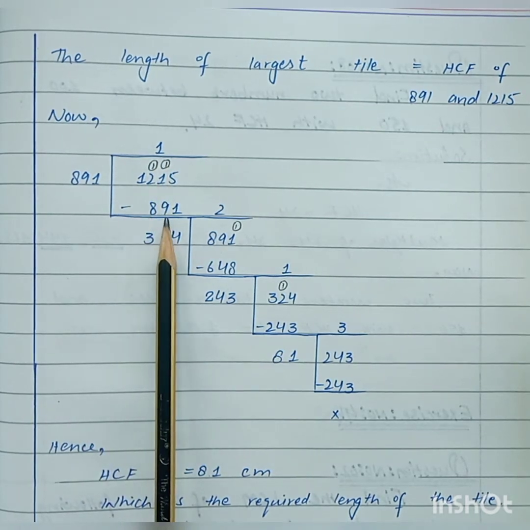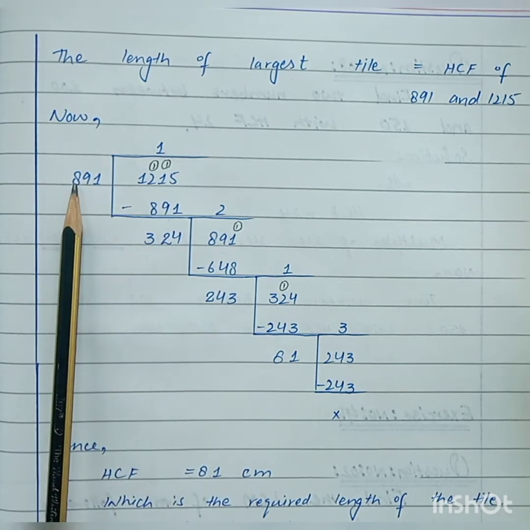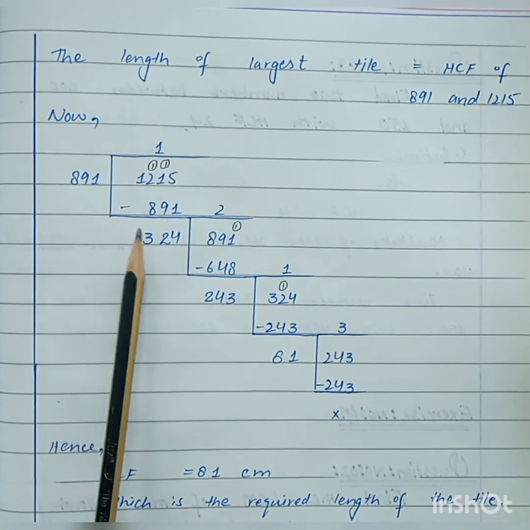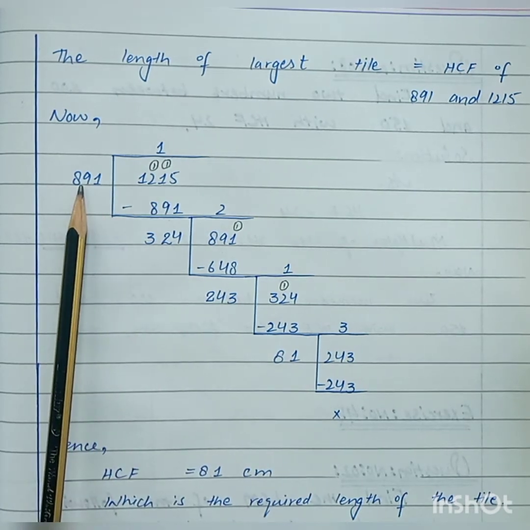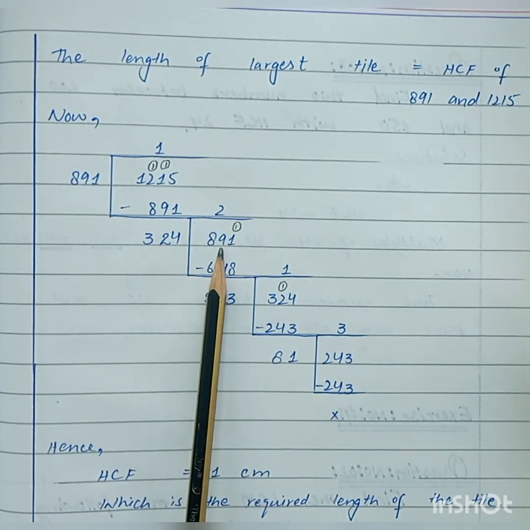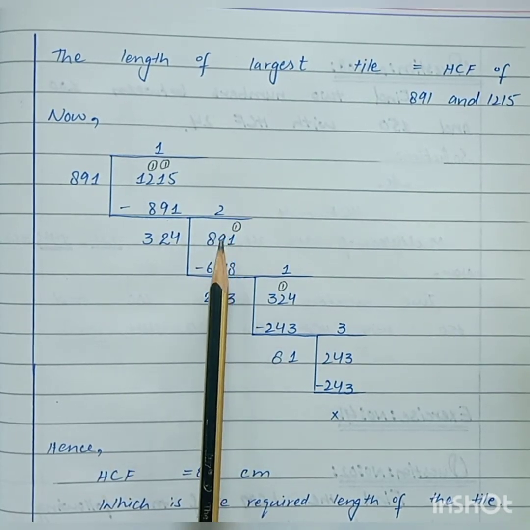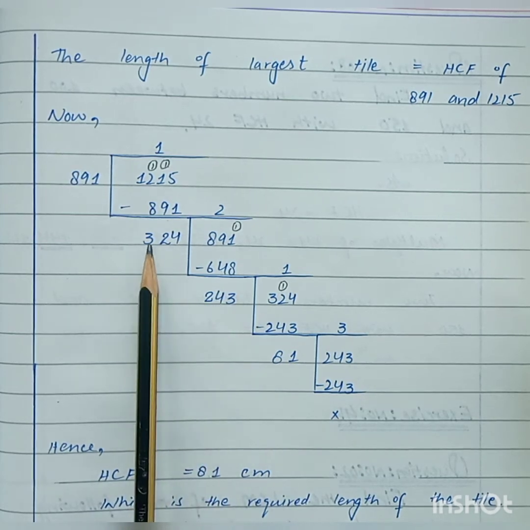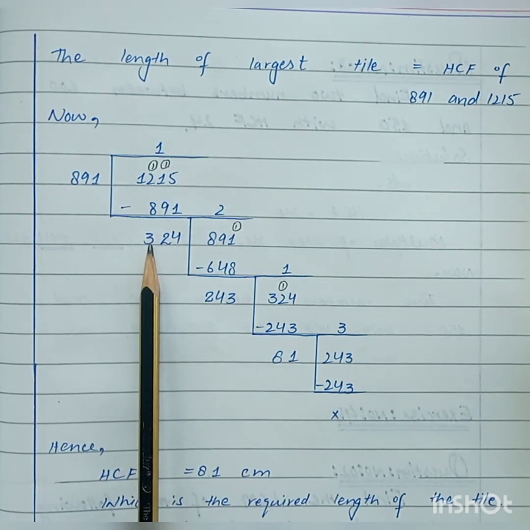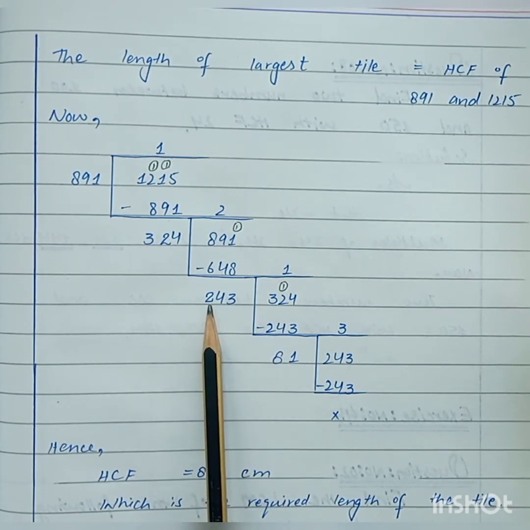891 ones are 891, then subtract these two terms, will get 324, where 324 is the smallest value than 891. So further division is not possible. 324 take outside of the bracket and 891 take inside of the bracket. Then divide these two terms. 324 2s are 648. Subtract these two terms, will get 243, where 243 is the smallest value. Then again 324 take inside of the bracket and 243 take outside of the bracket.